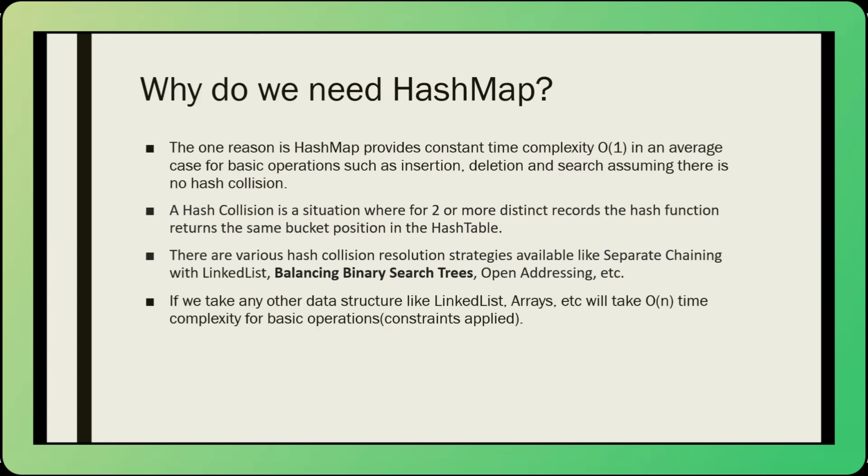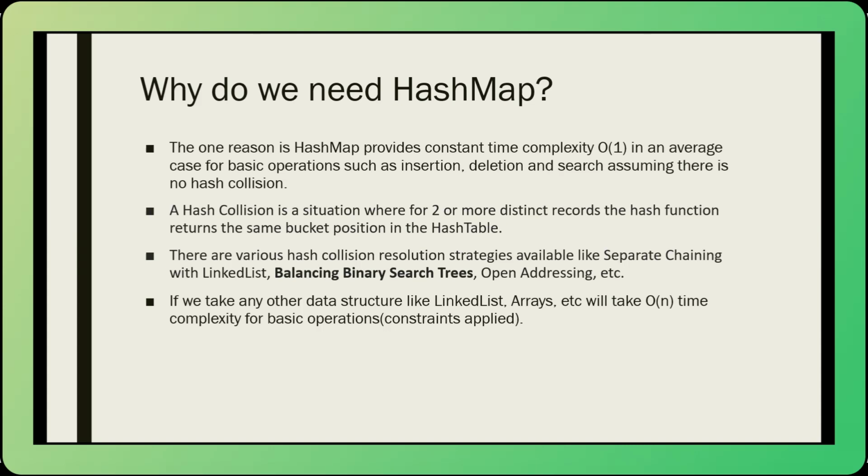But what is meant by this hash collision? Hash collision is a situation where two or more distinct records return the same hash value, which points to the same bucket position in your hash table. And if you are unable to understand these terminologies, I highly recommend you look at the HashMap internal working behavior. Then you will be able to correlate this.